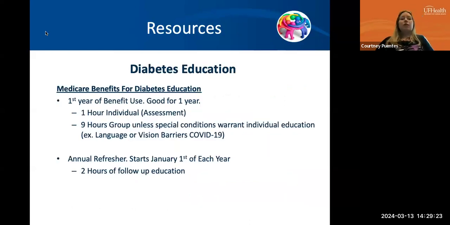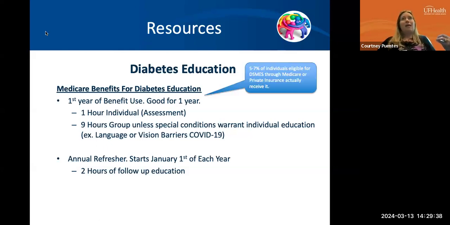With diabetes education, just so you know, most insurance companies and Medicare cover 10 hours the first year of diagnosis or benefit use, and then annually they cover 2 hours every year. The sad part is that nationally only about 5 to 7% of people with benefits actually use their resources. I just find it highly underutilized, including here.